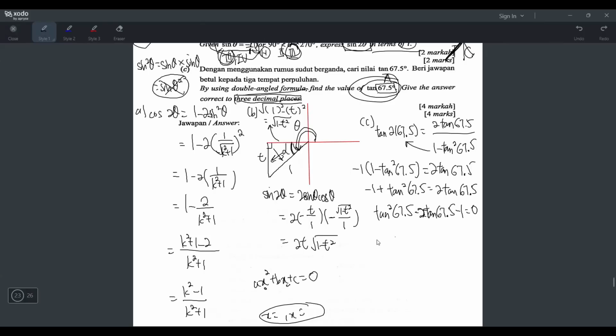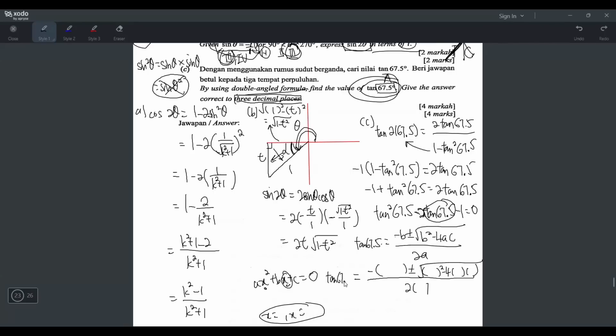It's x equals -b plus minus square root b square minus 4ac over 2a. But instead of writing x, I will write tangent 67.5, because in this case the x is already replaced with tangent 67.5. You can see it, right? And then the b is -2. So now it will become, just draw a line here, -b plus minus square root b square minus 4ac over 2a. And you are finding tangent 67.5, right?